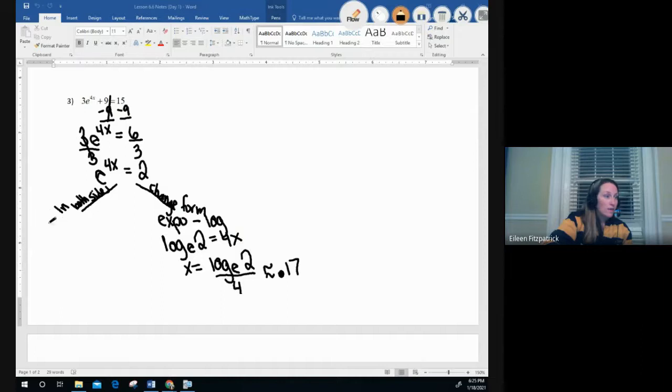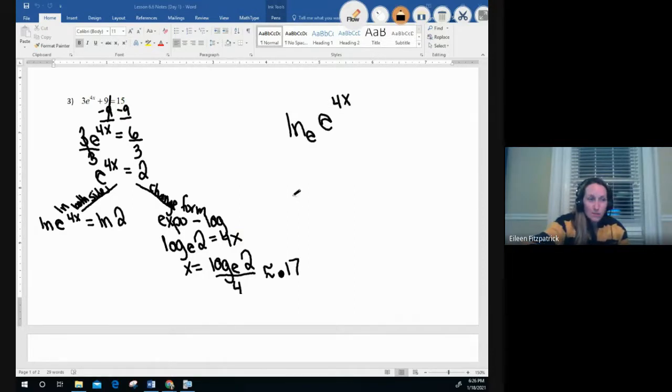The other option is ln both sides. So if I take the ln of e raised to the 4x, it's equal to ln of 2. All right, so then there's a few different things you could do. Do you remember some of the tricks? If you have ln base e of e raised to the 4x, do you remember what that simplifies to? When the bases are the same, it simplifies to what's in the exponent. That was one of the simplifying tricks.